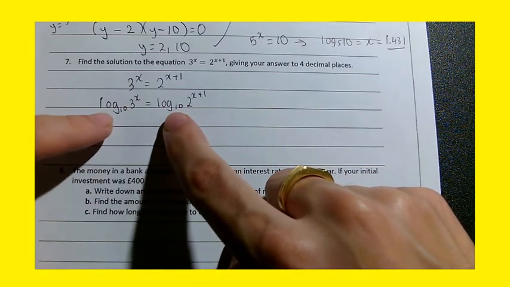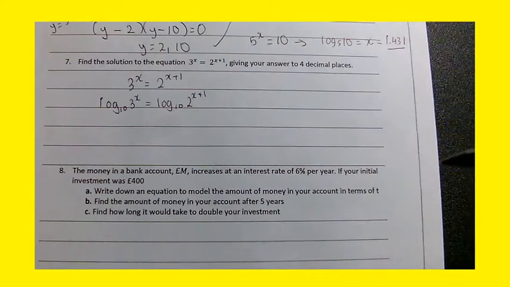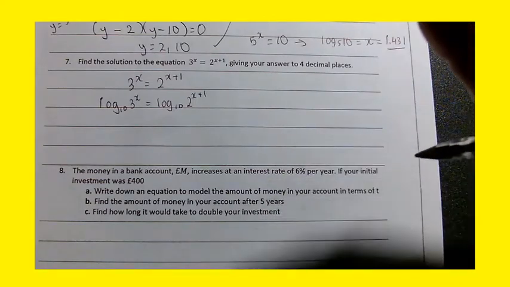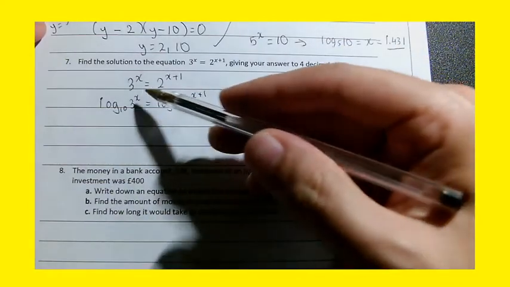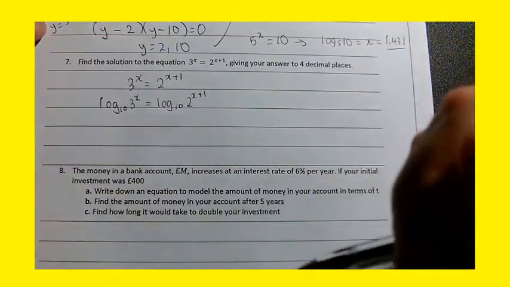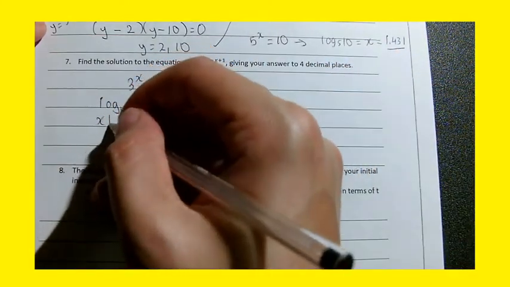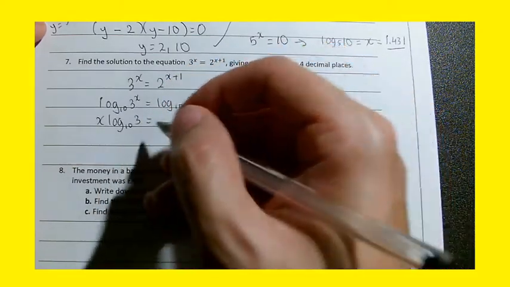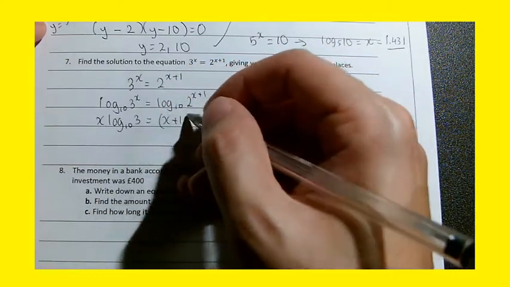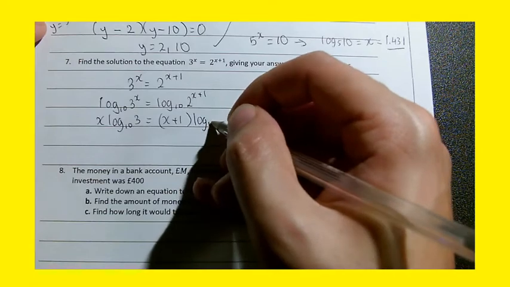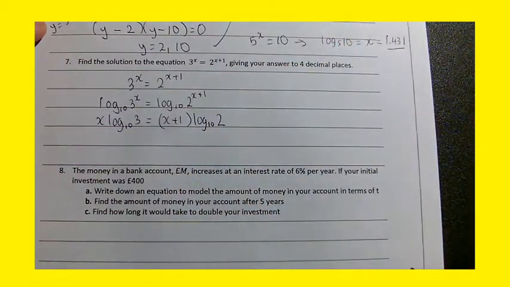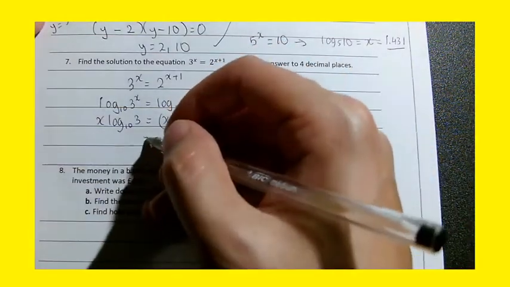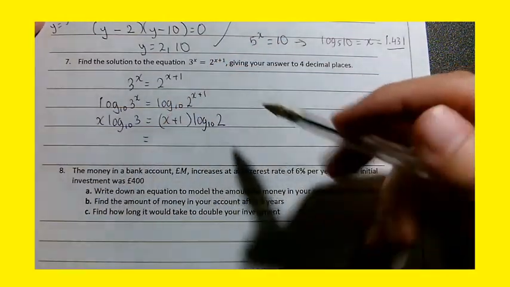Once I've applied logs to both sides, which is what we say in A-level maths, I can then break things down a little bit. I've got powers here. Remember, we want the value of x. So I bring down the power, x log base 10 of 3, and I bring down this power, x plus 1, log base 10 of 2. Now I'm going to expand the brackets with x plus 1 and log base 10 of 2.